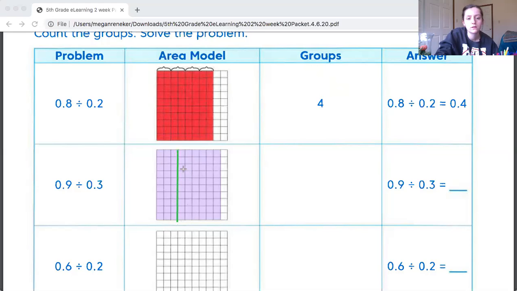That's one group. 1, 2, 3. That's another group. And 1, 2, 3. That's my last group. Okay. So I have 3 groups of 3 in this model here. Okay. So my answer then is going to be 3. Okay. 3 groups of 3 rows.